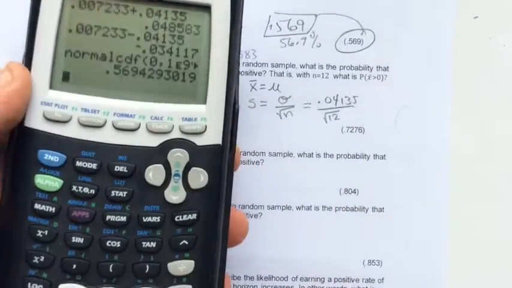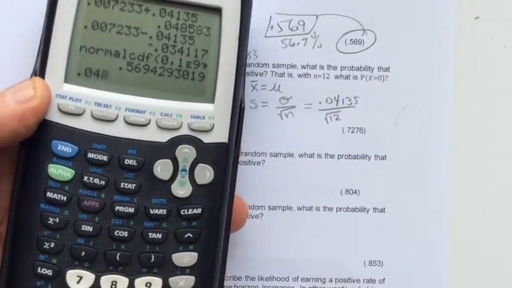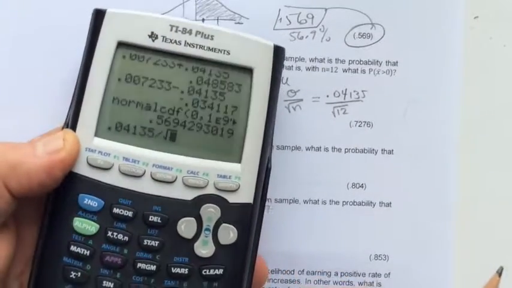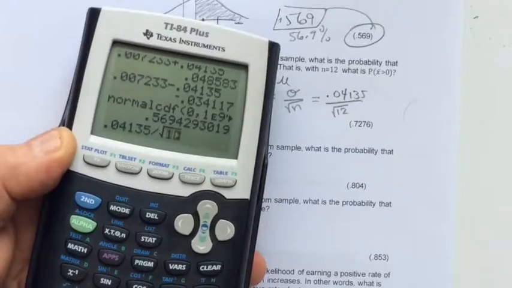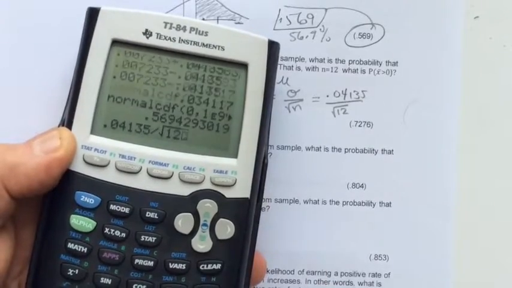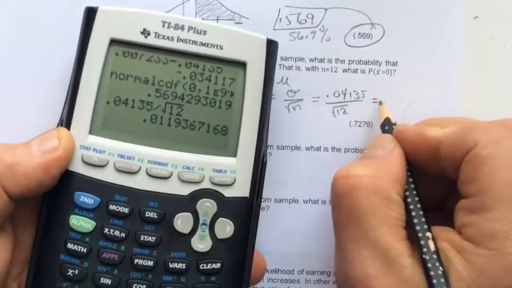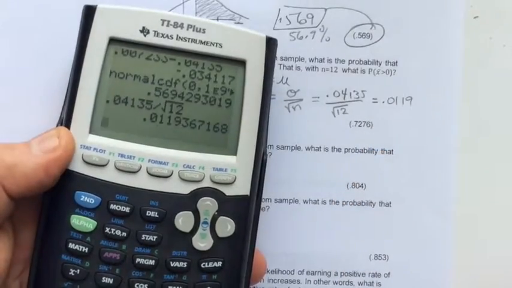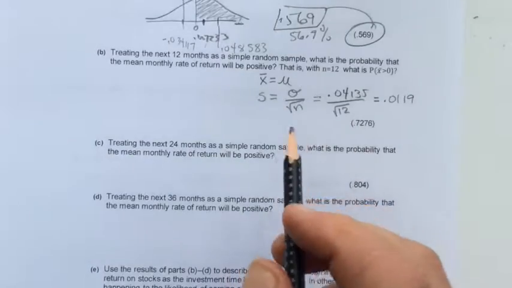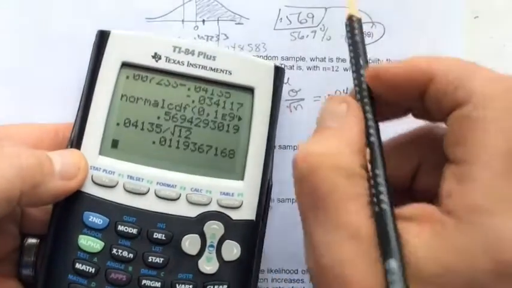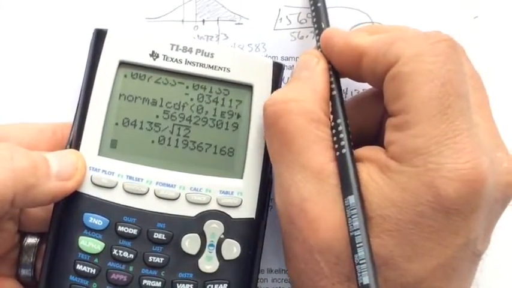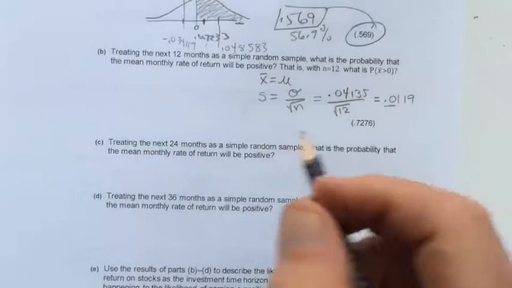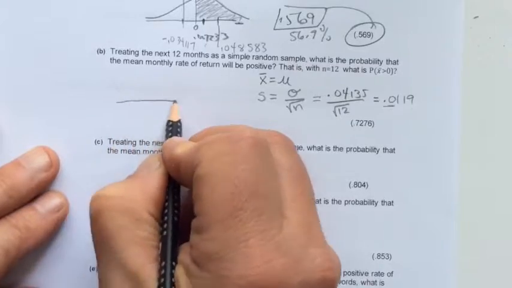So let's take a look at that one. 0.04135 divided by the square root of 12. So our new standard deviation for the sample is 0.0119. The original was basically a standard deviation of 4%. Now we have a standard deviation of 1%. So let's draw that.